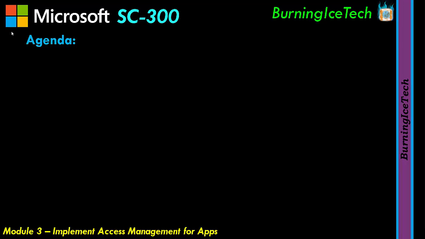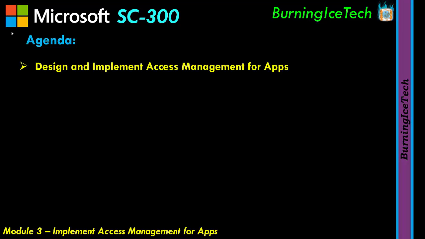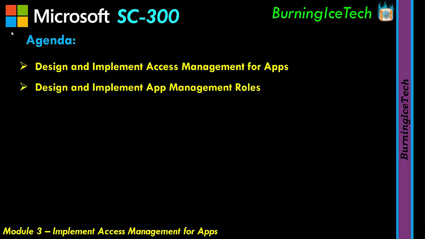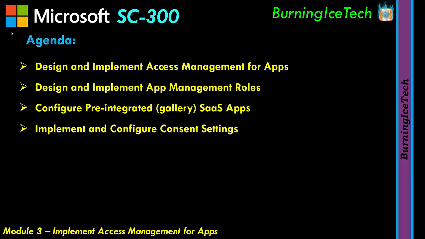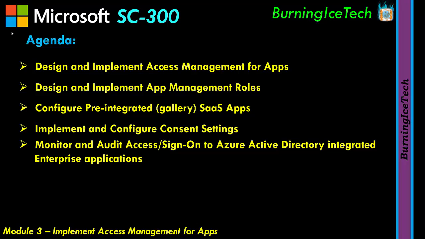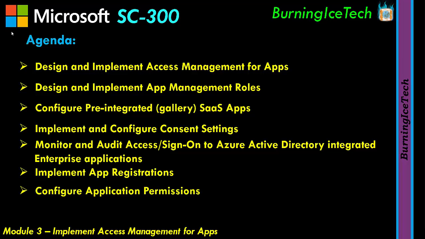The first one of these 7 is called Design and Implement Access Management for Apps. This will be followed by Design and Implement App Management Roles. Then we've got configure pre-integrated software as a service apps, followed by implement and configure consent settings. Then we've got monitor and audit access or sign on to Azure Active Directory integrated enterprise applications. And then the second last one is implement app registrations. And then the very last one would be configure application permissions.